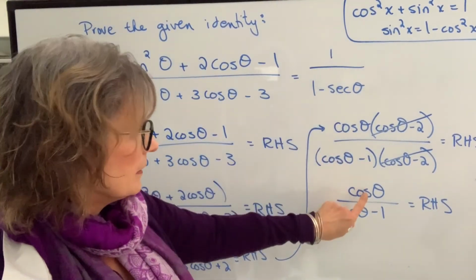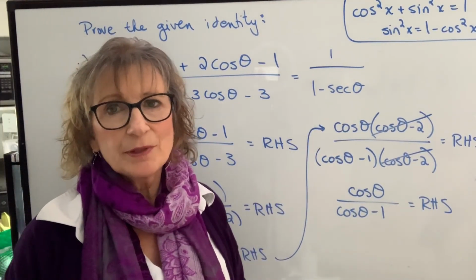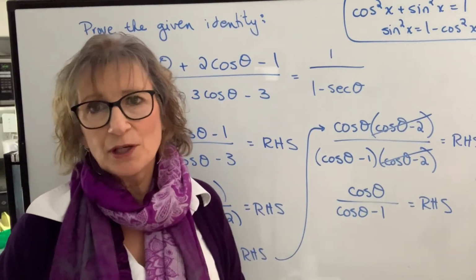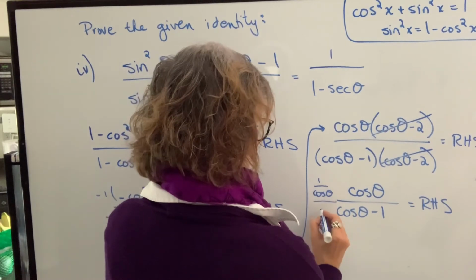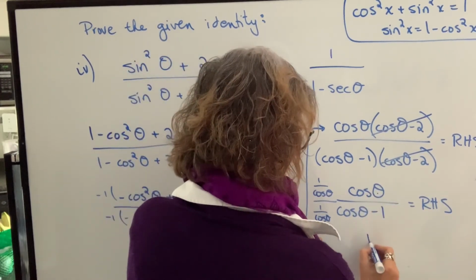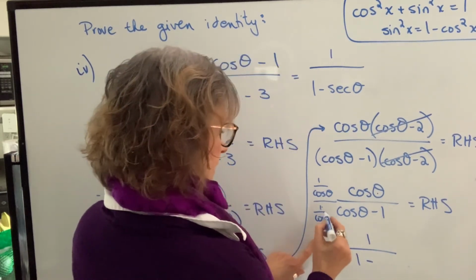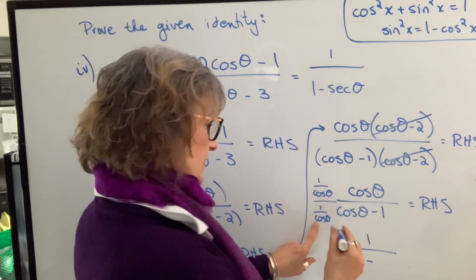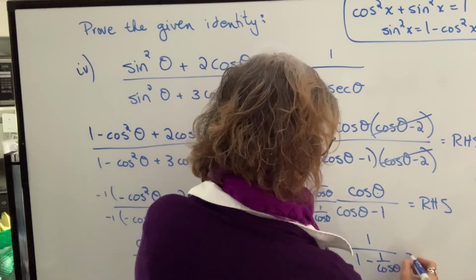I want a 1 in my numerator, and I want a 1 minus secant theta in my denominator. I can get all of that if I divide the numerator by cos theta and the denominator by cos theta. So in other words, I'm going to multiply by 1 over cos theta in the numerator and 1 over cos theta in the denominator. So 1 over cos theta times cos theta will be a 1. In the denominator, 1 over cos theta times cos theta will be a 1 minus, remember you have to distribute. When you're multiplying an expression, you have to multiply every term. So 1 over cos theta times 1 will be 1 over cos theta. We're almost there.